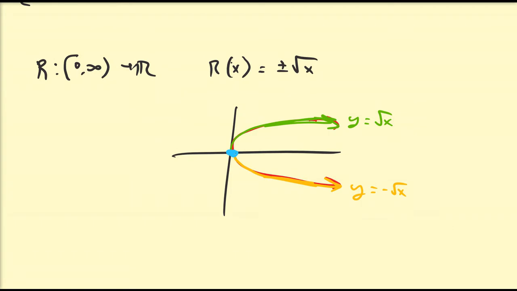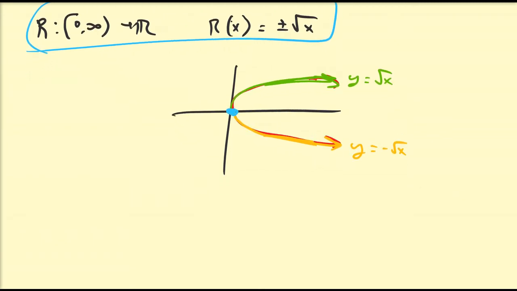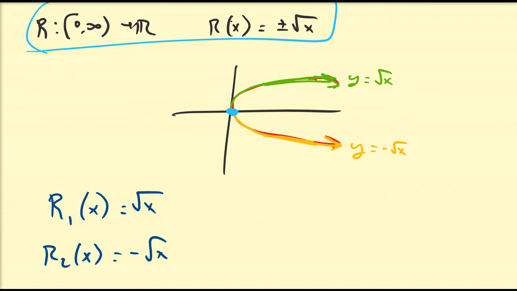So usually people do not like multifunctions, because usually you like a unique output for a particular input. So what we can do is split this multifunction up into two pieces. We can define, say, r1 of x to be equal to the square root of x, and r2 of x to be equal to negative square root of x. So now we have two relations, which are both functions, and they're both one-to-one, right?